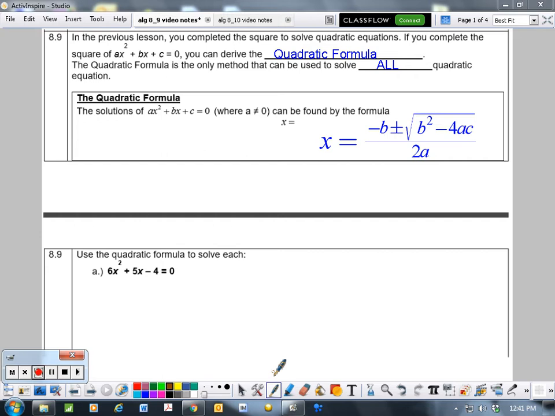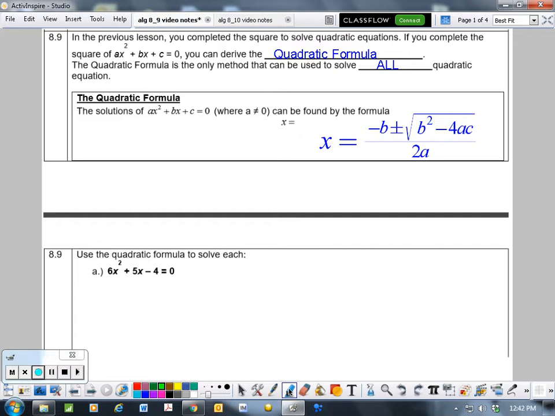Okay, we're going to talk about our last method, which is the quadratic formula. The nice thing about the quadratic formula is it works all the time, every time. You can't always factor everything. When you graph, sometimes you get those fractions that you can't really tell what they are. When you are square rooting, sometimes you need to change it into completing the square.